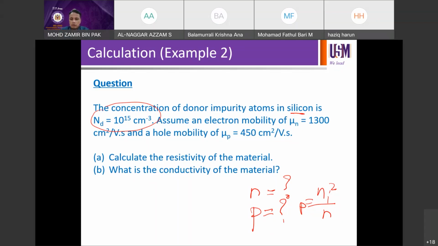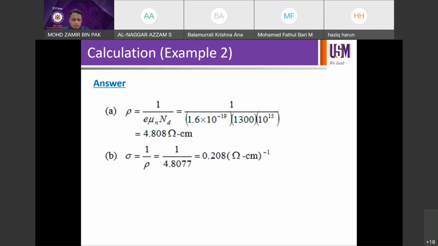Assume an electron mobility mu n of 1,300 centimeters squared per volt second, and a hole mobility mu p of 450 centimeters squared per volt second. Calculate the resistivity of the material as your question number 1. And therefore, the second one is the conductivity of the material, which is the inverse of the first. So this is a very simple question, right? You shouldn't miss this one.